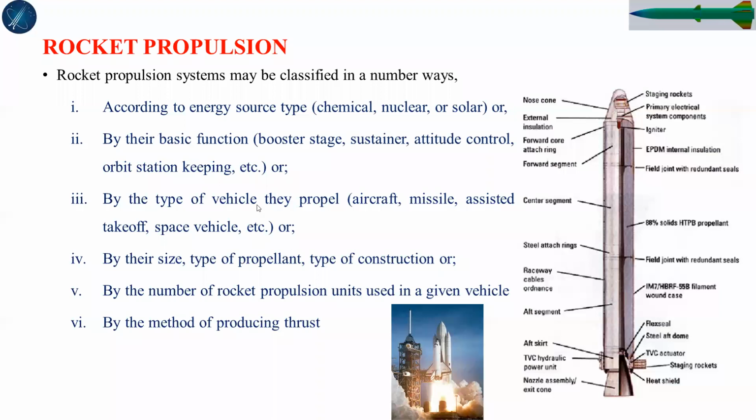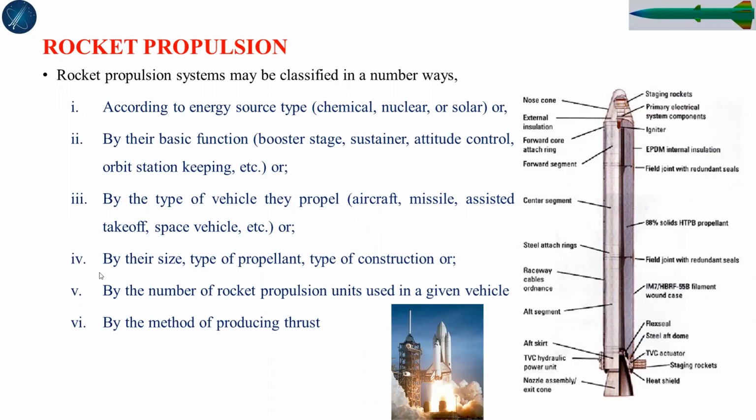Again, by the type of vehicle they propel. Sometimes we propel from aircraft, or from missiles, or some assisted takeoff may be used. Based on that, we classify rockets as aircraft, missile, assisted takeoff type, or space vehicle. Okay. Another method of classification is by their size and by their type of propellant. By size, small rockets or big ones.